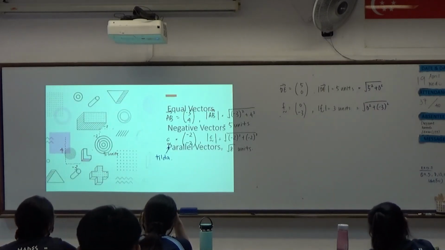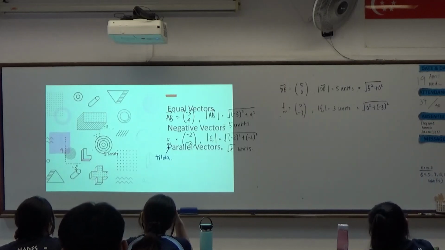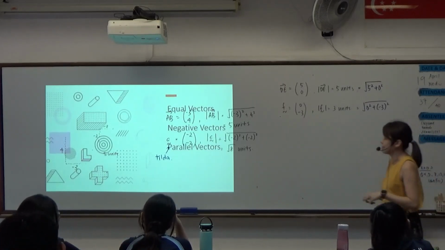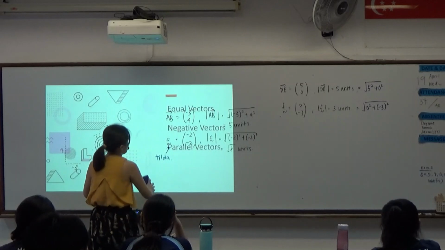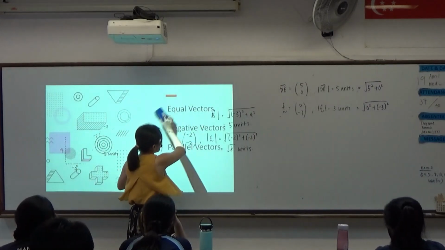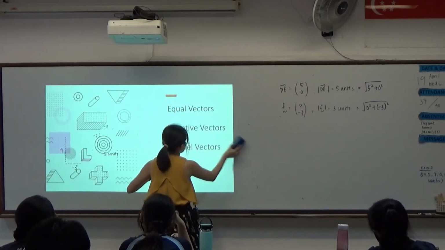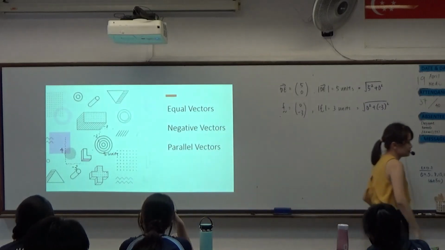What we're going to do next is to learn about equal vectors, negative vectors, and parallel vectors. I want us to take out the green paper that I gave you yesterday.